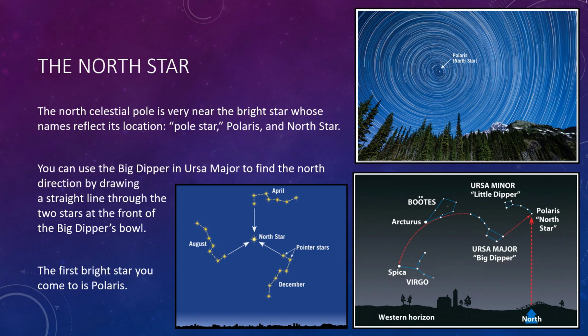If you live in the northern hemisphere, you can use the Big Dipper in the Ursa Major constellation to find the north direction by drawing a straight line through the 2 stars at the front of the Big Dipper's bowl. So that's what this is trying to show here on the right. Here are the 2 front ends of the Big Dipper's bowl. If you follow those and point a line, it will point you toward Polaris, which is north. The first moderately bright star you come to, again, is Polaris, also called the North Star because it is located almost directly over Earth's North Pole.